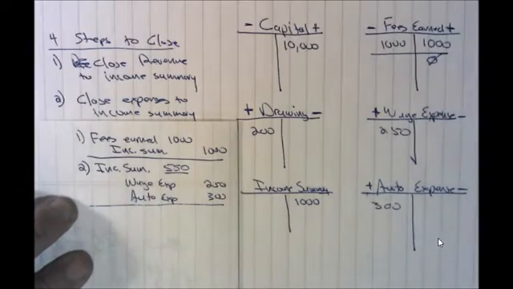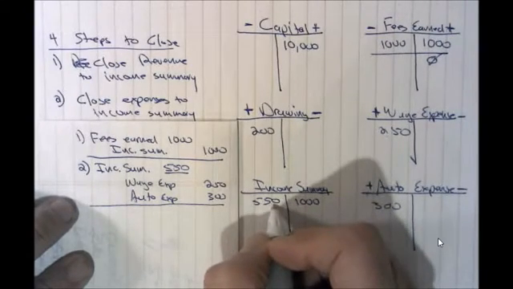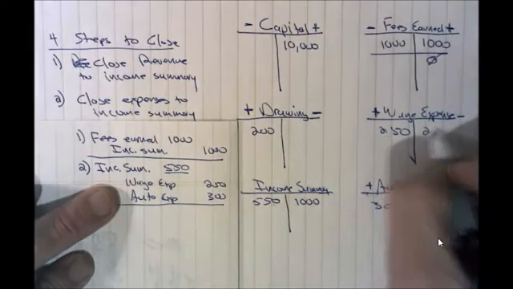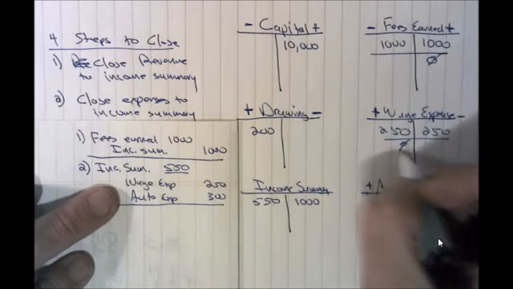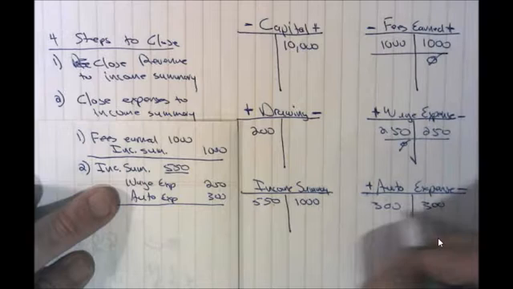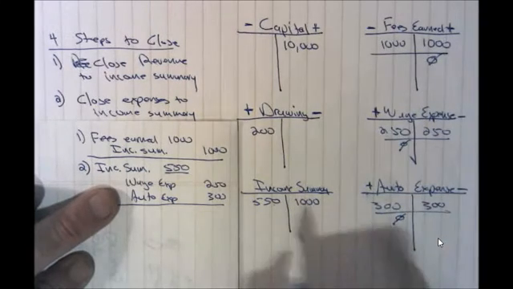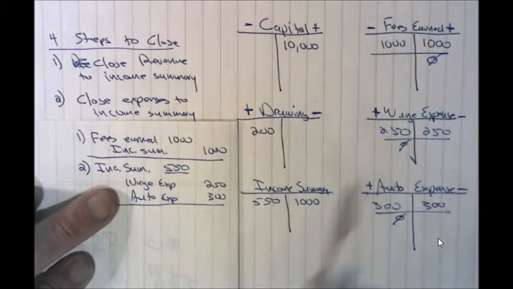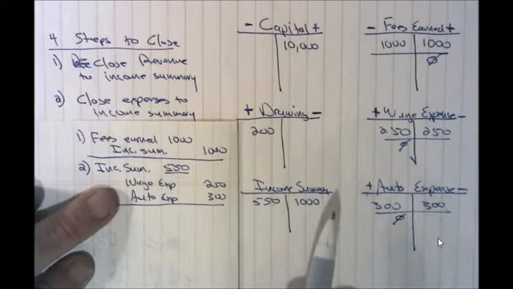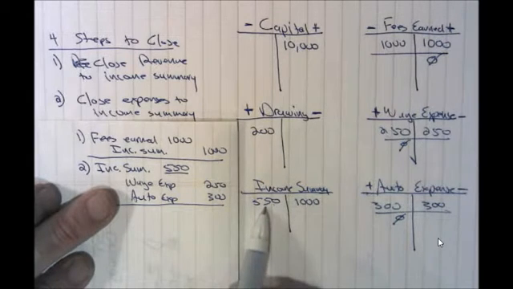Now, if I post that, watch what happens. $550 on the debit side of income summary. Wage expense does what? It goes to 0. Auto expense, credit of 300, and that goes to 0. Now, we've closed revenue to income summary, we've closed expenses to income summary, right?